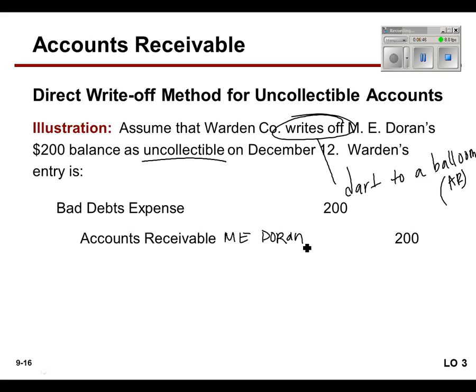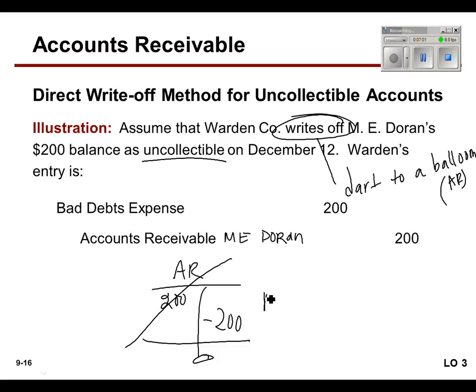So, and you might want to write this in. Here was the original AR. They had a balance of 200. To write them off, we're just going to say, yep, we're going to make you a 0. Say minus 200, you no longer owe us. And we're going to debit bad debt expense, and that's just part of doing business.